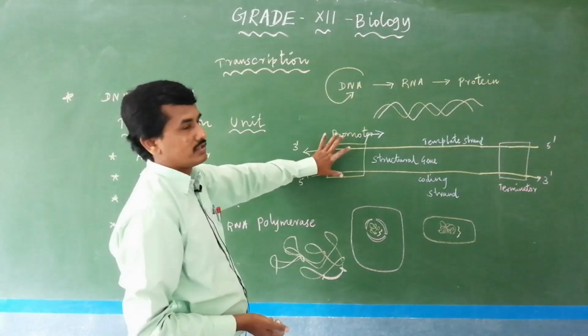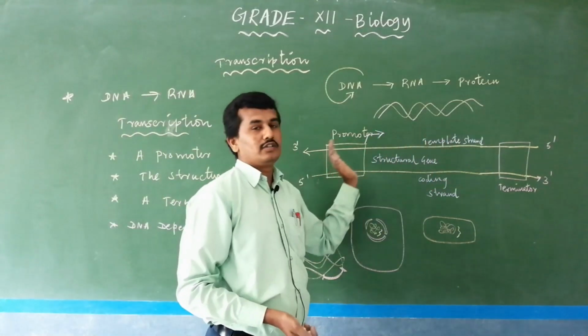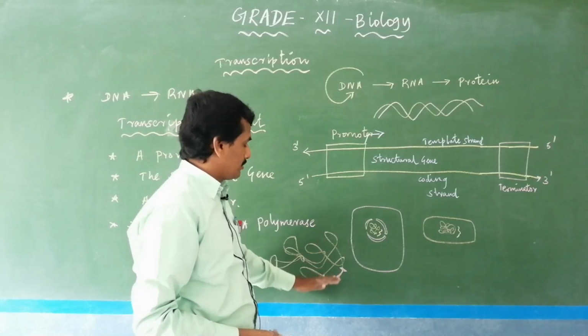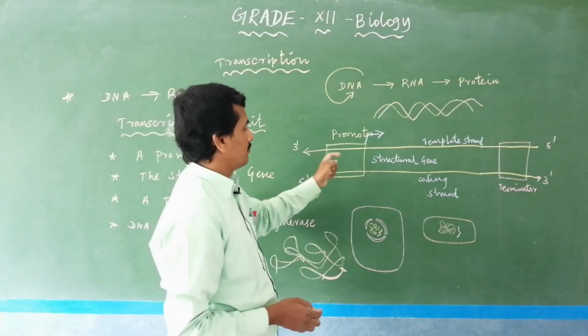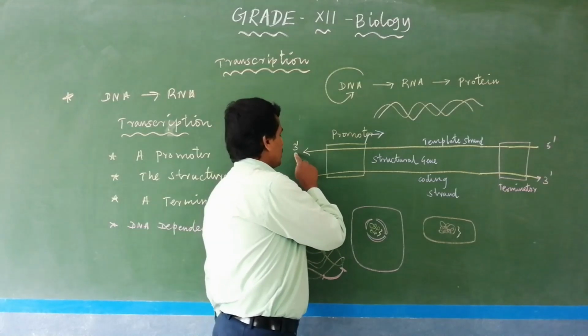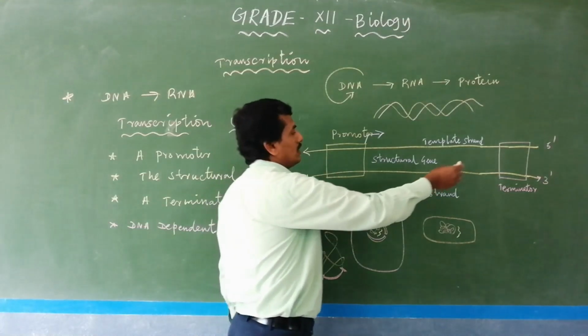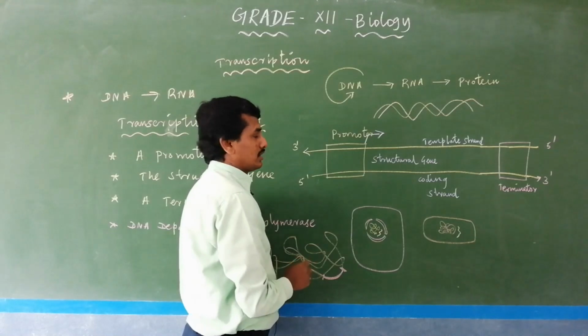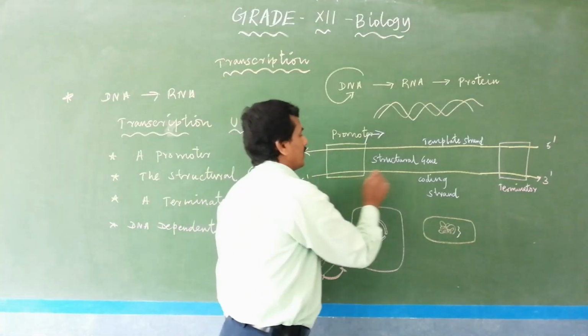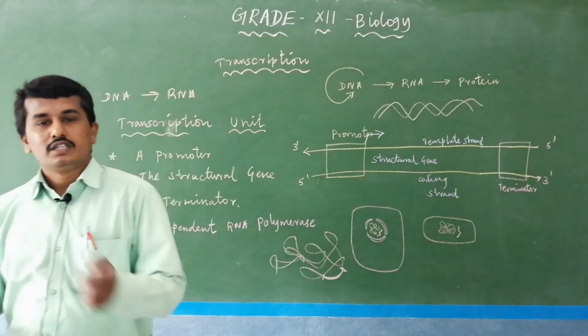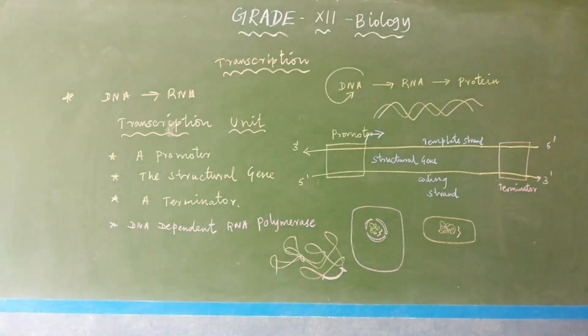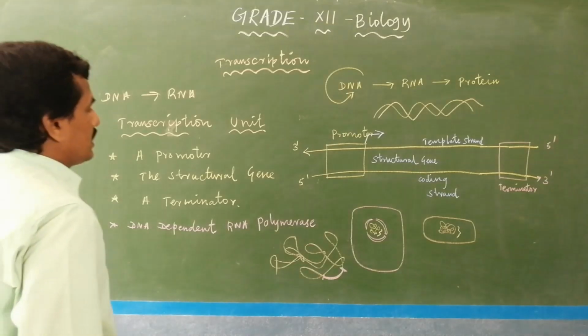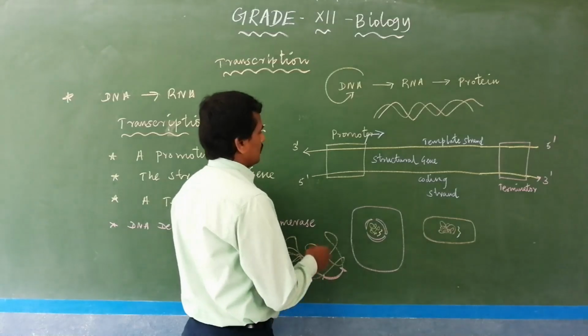This segment is a part of the DNA and is transcribed into the mRNA. Normally we know one DNA strand is 5' to 3', and the other DNA strand is 3' to 5'. The DNA is a two-stranded molecule: one strand 5' to 3', the other 3' to 5'.